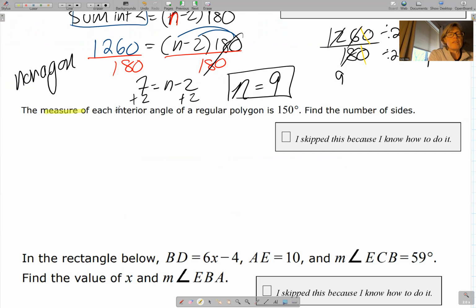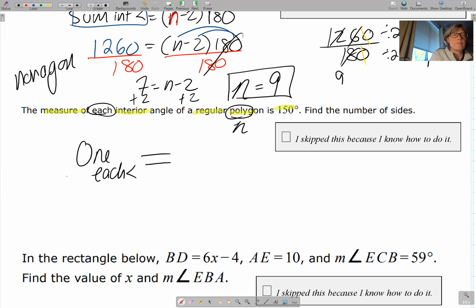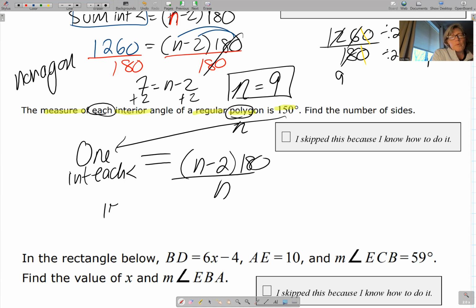It says the measure of each interior angle of a regular polygon is 150. That is an equal sign. Again, poly means you don't know the n. And we are now dealing with a single interior angle. So each interior angle is going to be the sum over sides, n minus 2 times 180 over n. 150 is going to go over here.